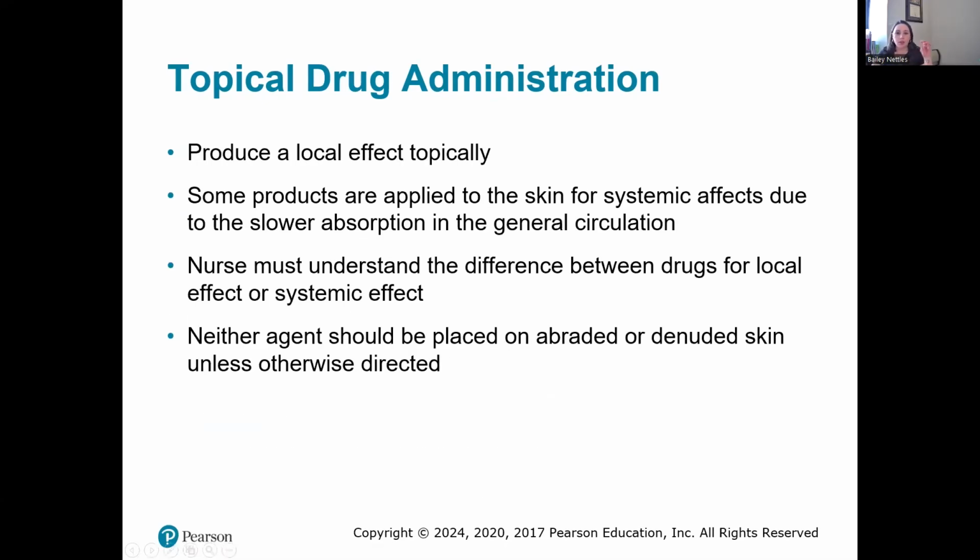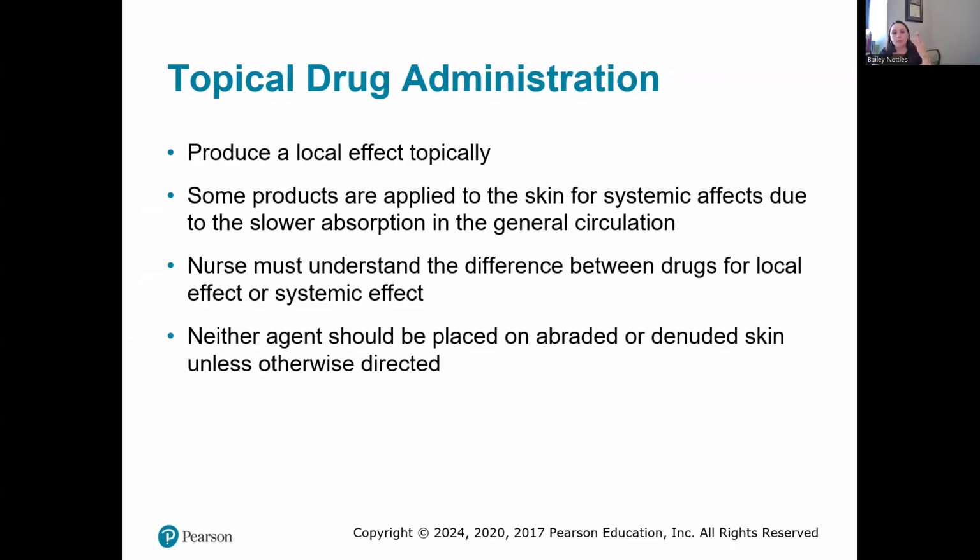The important thing about these topicals is that they are only absorbed topically. That means they are very rarely absorbed systemically. It is a local reaction. If I only have a rash right here, I only want it to work right here. I don't want it to absorb through my skin and get into my bloodstream and then have systemic effects. Sometimes it happens, but it's very rare.